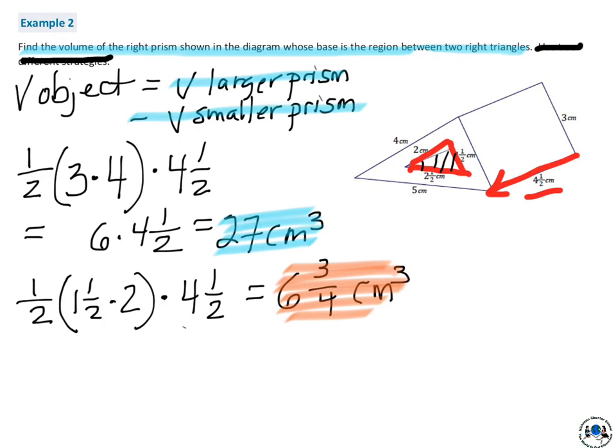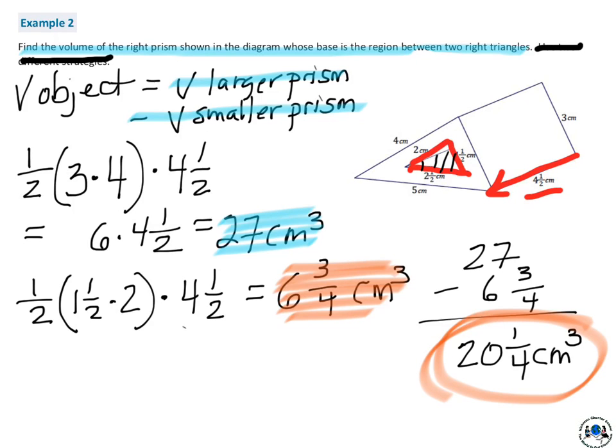Okay, so now to go back to our volume of the object, it is the volume of that larger prism minus the volume of the smaller prism. So if we go ahead and do that, we end up with a net result of 20 1/4 cubic centimeters as the volume of that object.